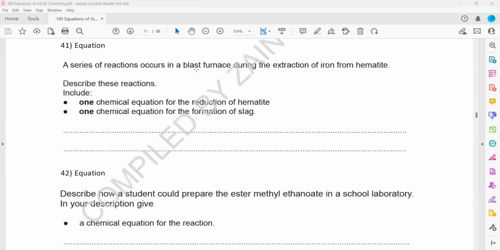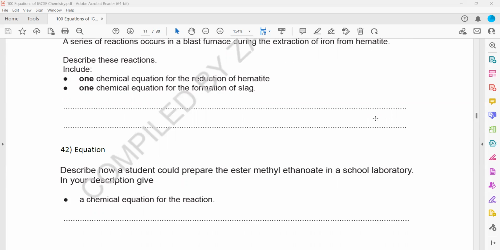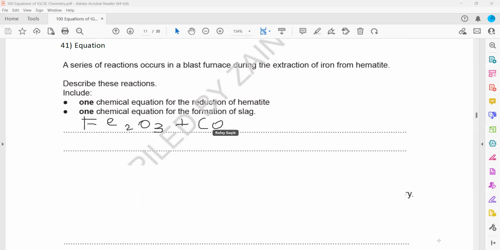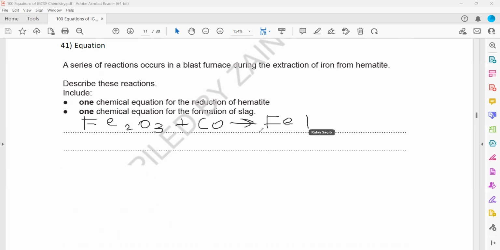A series of reactions occur in the blast furnace during the extraction of iron from hematite. So when we extract iron, we use the ore of iron, which is hematite, iron 3 oxide. Describe these reactions and include one chemical equation for reduction of hematite, like how oxygen is removed from iron. So hematite, which is iron 3 oxide, reacts with the reducing agent carbon monoxide to form iron and carbon dioxide.